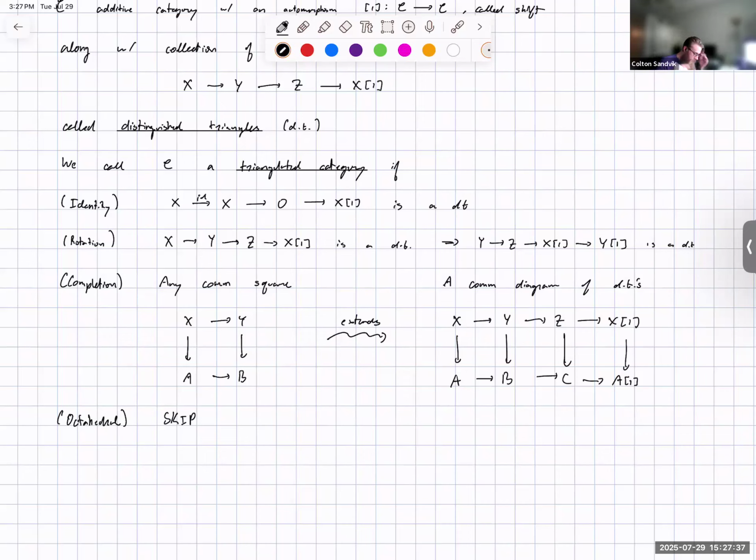So part of this is what you should think of when you actually think of these triangulated categories. Of course, you should think of things like chain complexes, and in which case, what does rotation mean?